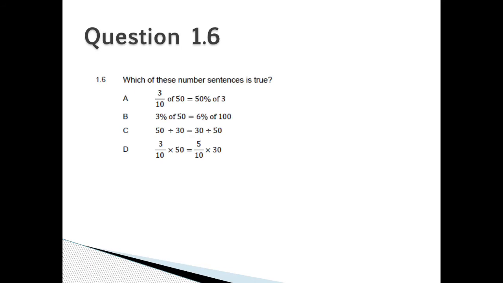Which of these number sentences is true? Is it A, 3 over 10 of 50 is equal to 50% of 3? Is it B, 3% of 50 is equal to 6% of 100? Is it C, 50 divided by 30 is equal to 30 divided by 50? Or is it D, 3 over 10 times 50 is equal to 5 over 10 times 30?